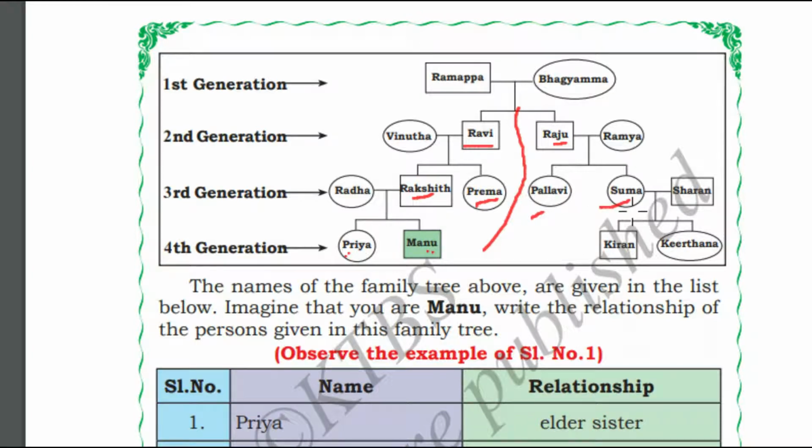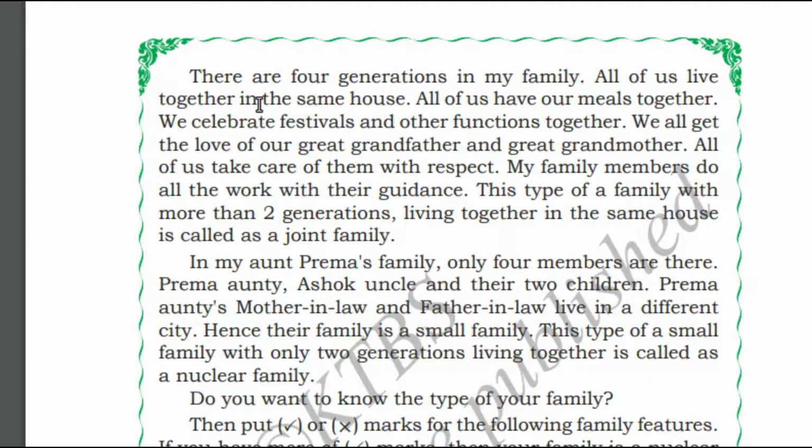Both are female. Suma is married to Sharan. Suma and Sharan have two children, Kiran and Kirtana. Kiran is a baby boy, Kirtana is a baby girl. Pallavi is not yet married. As we can see in the above example, there are four generations in the family.